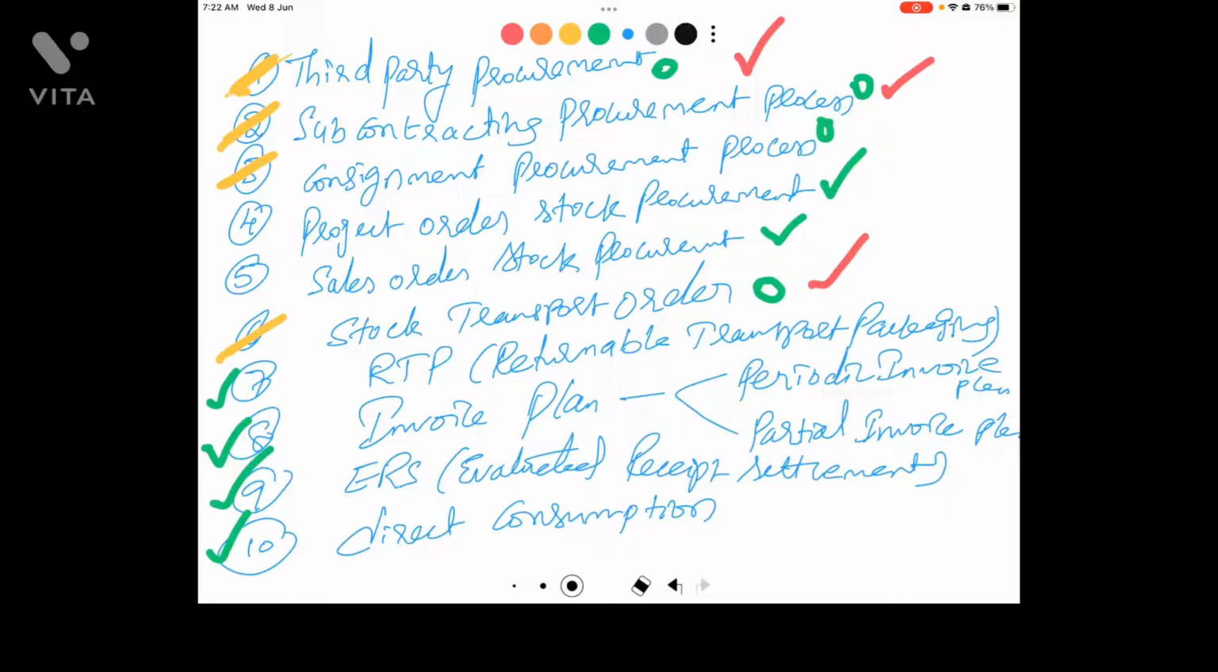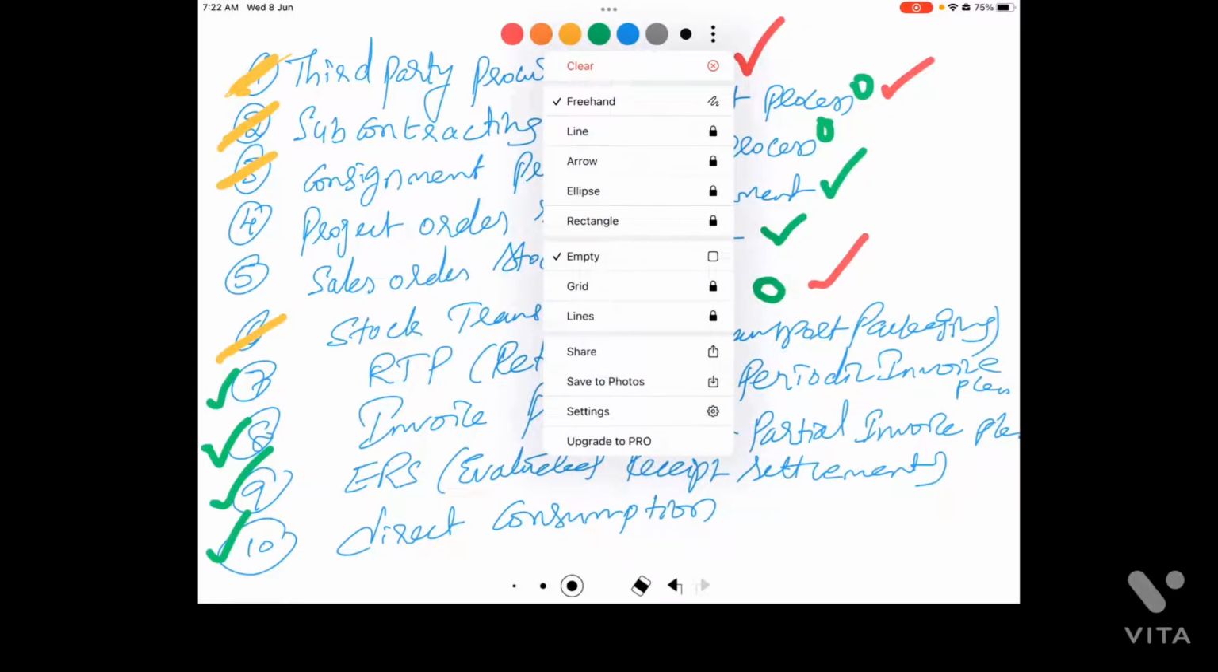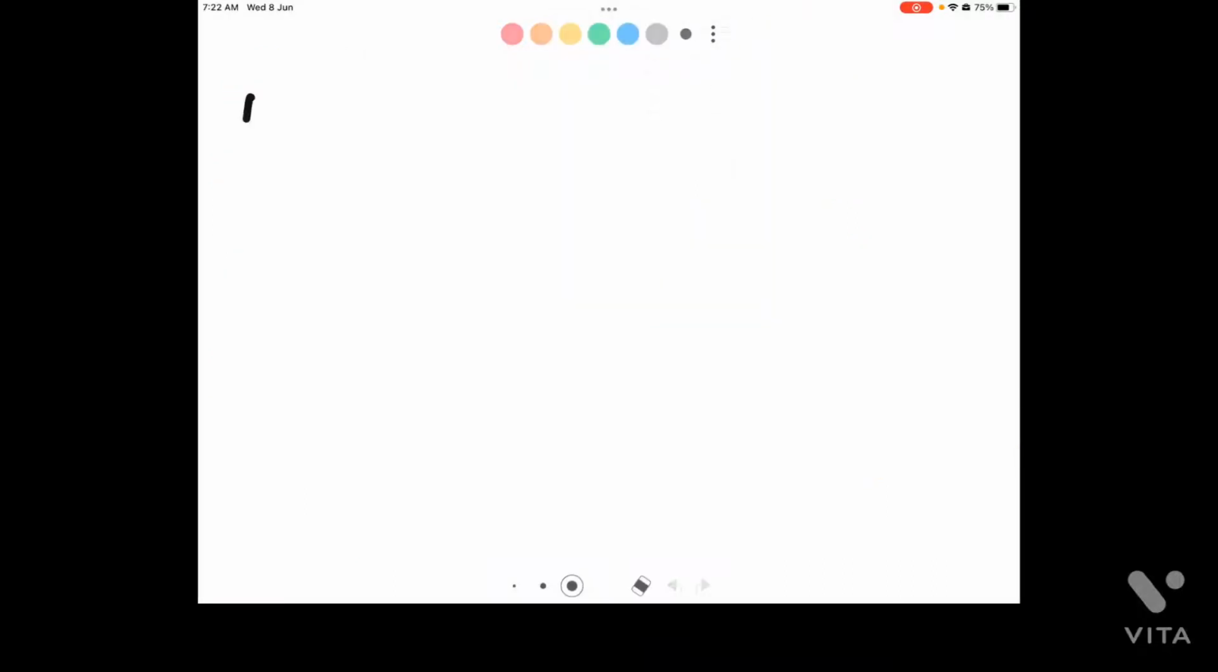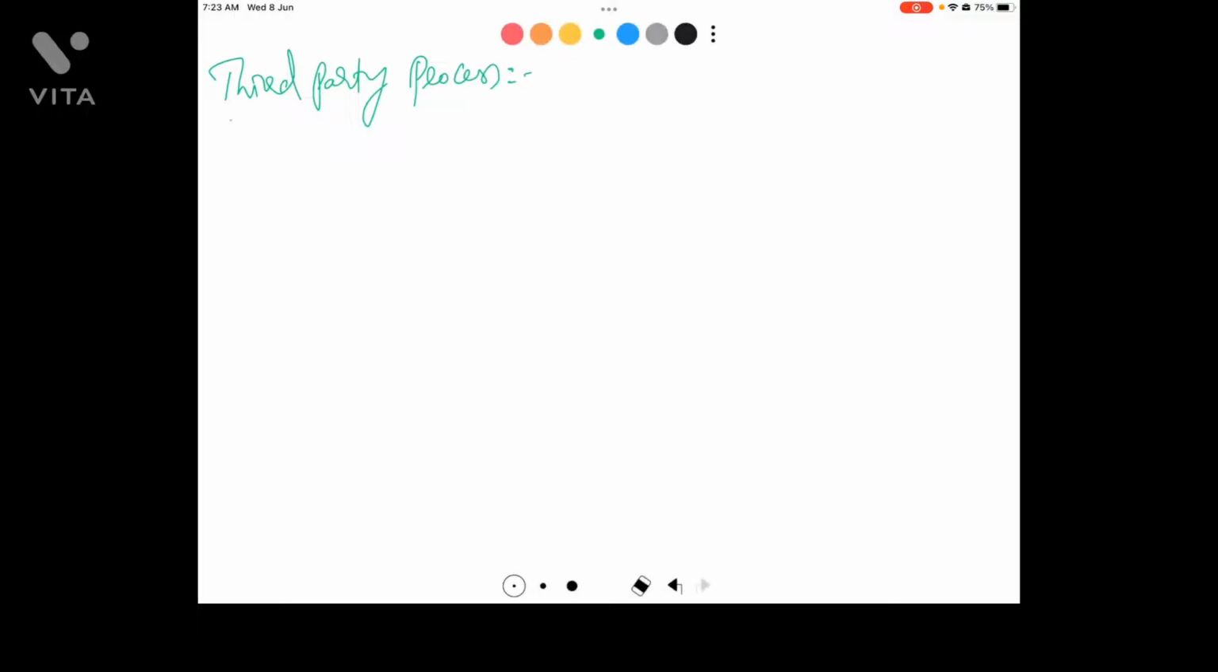We'll see the third party process, subcontracting process, consignment process, and project one by one. So what do you mean by the third party process? I'm just saving this one, clearing this. Now let's go to the third party process.